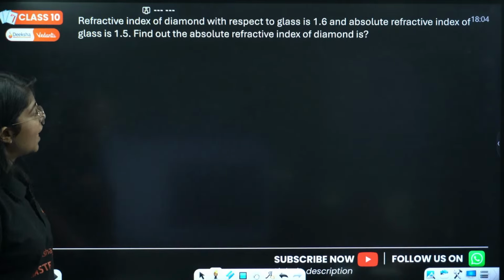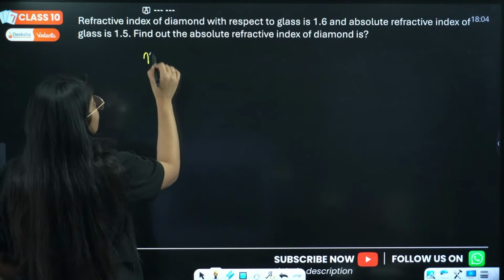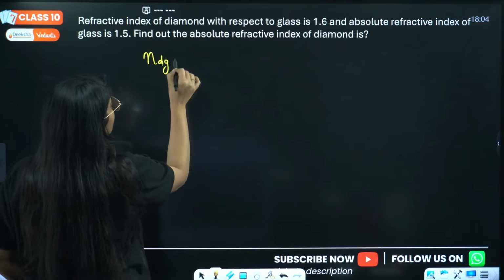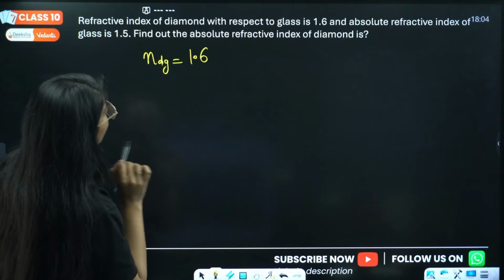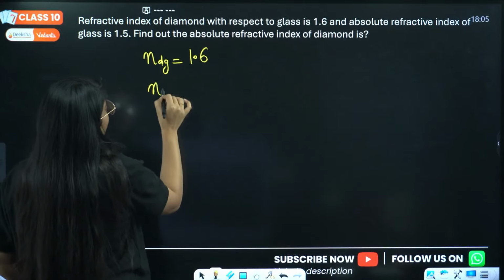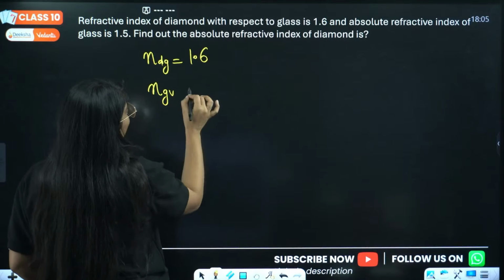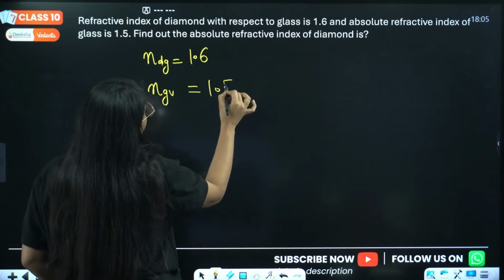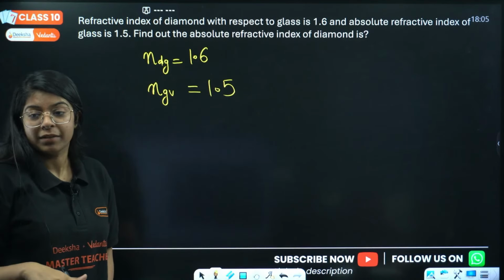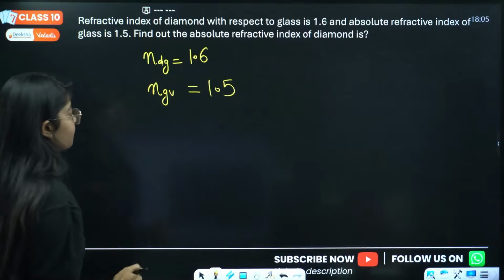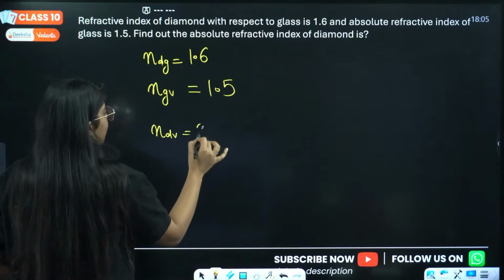Refractive index of diamond with respect to glass is 1.6. And absolute refractive index of glass, absolute refractive index meaning with respect to vacuum, right? That is 1.5. Find the absolute refractive index of diamond. Yes, plane lens, very good. We have to find the absolute refractive index of diamond.